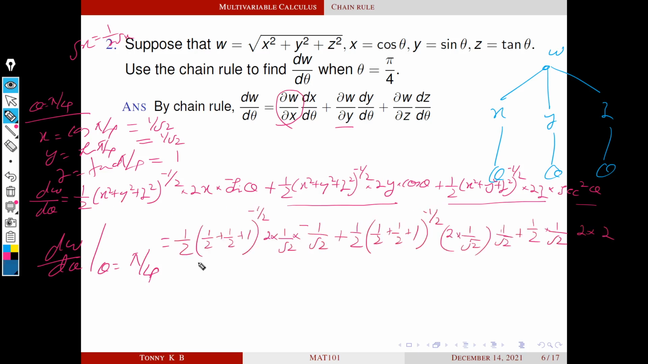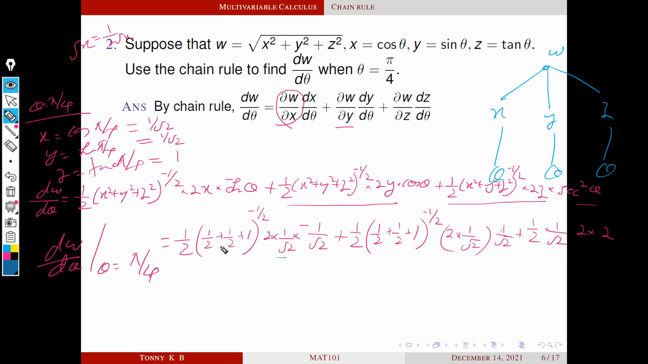This gives, okay, 1 by 2 into x square. x is 1 by root 2, so this becomes 1 by 2. 1 by 2 plus 1 by 2 plus 1, all raised to minus 1 by 2. Then 2 into x. 2 into x is 2 into 1 by root 2, into minus sin theta, minus sin pi by 4. Sin pi by 4 is 1 by root 2. Okay. Similarly, the second term, 2 into y. y is again 1 by root 2, into cos theta. Cos theta is 1 by root 2. Similarly, the last term.